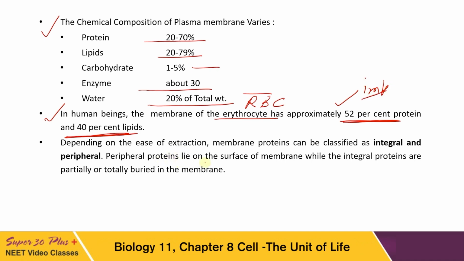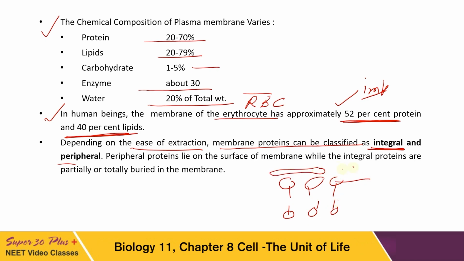Depending on the ease of extraction, you see how we can separate the protein from lipid in the plasma membrane. Depending upon the ease of extraction, the membrane proteins are classified into two, integral and peripheral. You see that this is the plasma membrane. I can make the lipid molecules like this: this is the polar head, this is the non-polar tail. These are the proteins found at the surface, either inner side or outer side. These can be separated easily. These are called peripheral proteins.